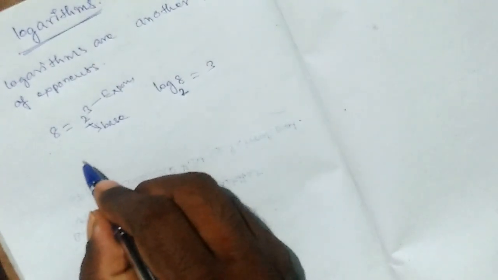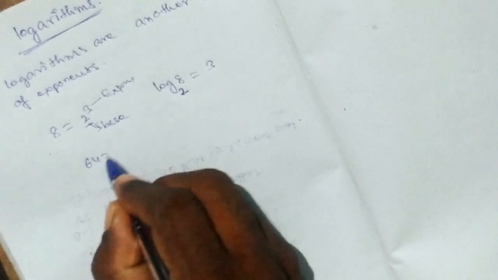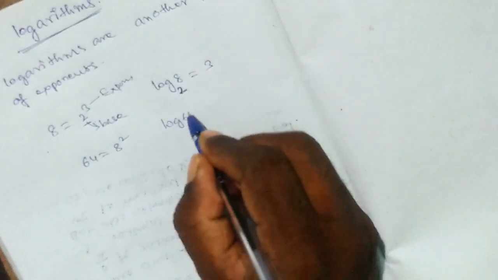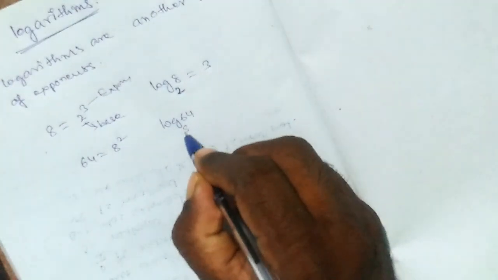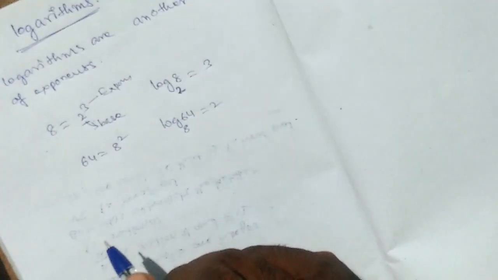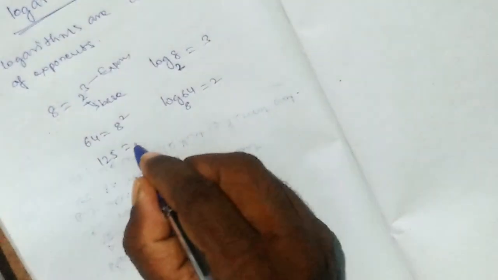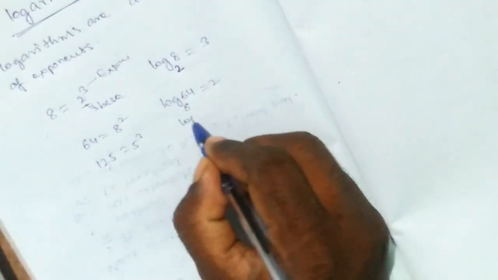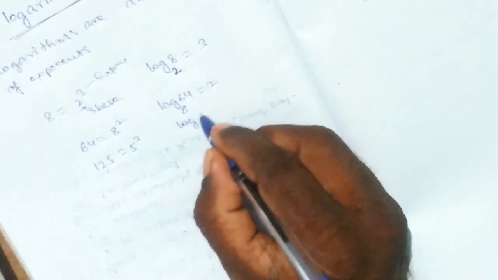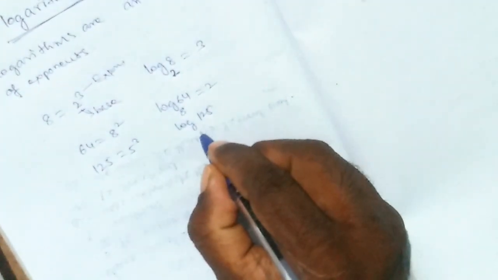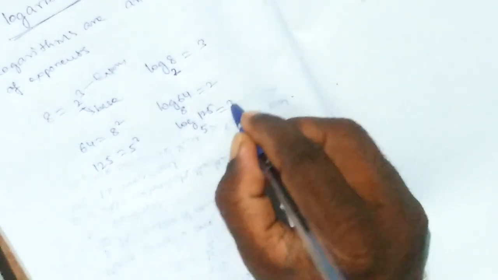One more example. 64 is equal to 8 square. How can I change this into logarithm form? Log 64 base 8 is equal to 2. So 125 is equal to 5 cube, which is equal to log 125 base 5 is equal to 3. Log means logarithms.